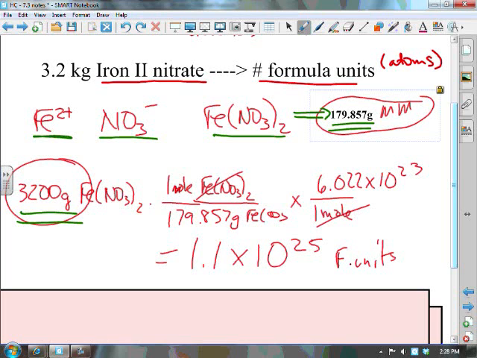Okay. Again, write it out. Got kind of sloppy there on a little bit of the formulas. Grams cancel. Moles cancel. Multiply by Avogadro's number, and you get 1.1 times 10 to the 25th formula units of iron 2 nitrate. So again, I only did a couple examples, but there's nothing different than what we did before, other than recognizing that you now don't just have one element to look up on the periodic table. You have to look up an entire chemical full of elements. Okay. The next thing that we'll talk about in a little bit will be percent composition.